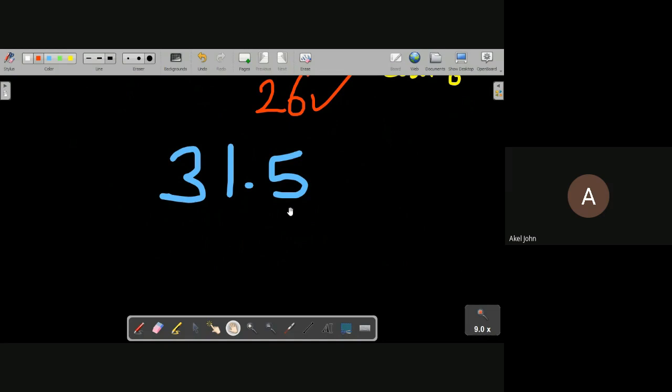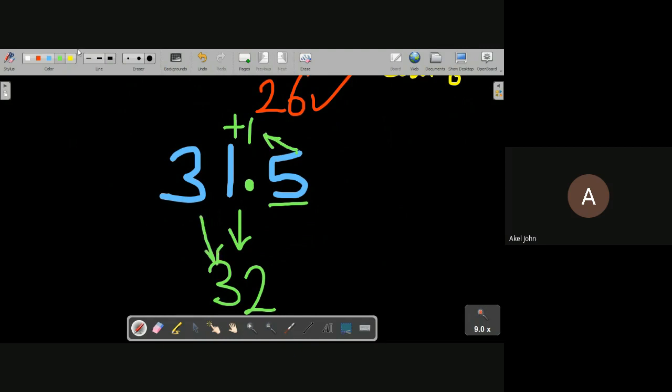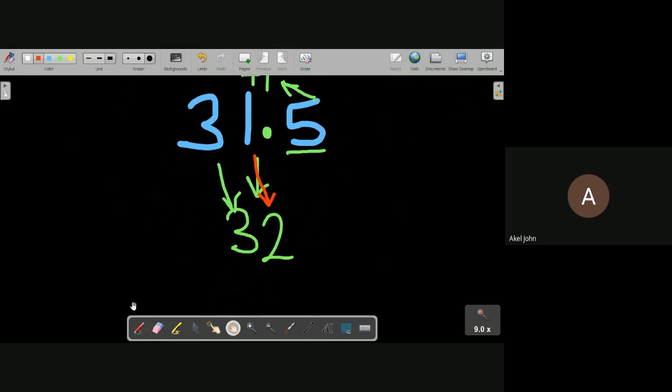Last one, 21 and 5 tenths, or 21.5. So the next whole number would be 32. We located our decimal point, and the number to the immediate right of the decimal point, in this case, is a 5. It's 5 or more, so we need to add 1 to the left. We brought down our 3, and 1 plus 1 would give us 2.